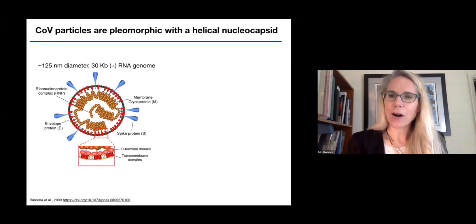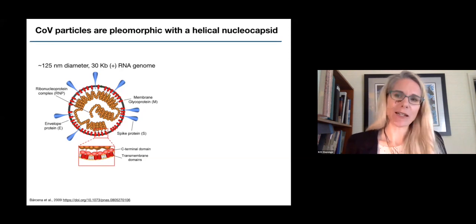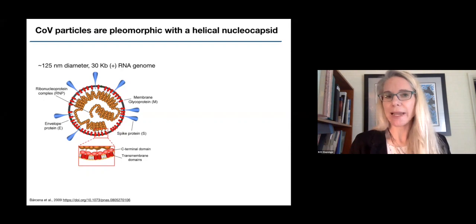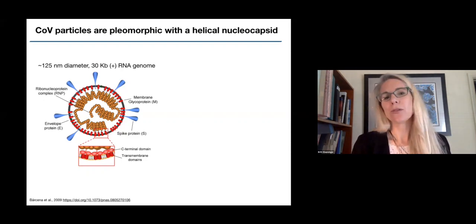Most of them are housed in icosahedral protein structures. And so this is pretty unusual and makes coronavirus a little bit more like negative sense RNA viruses, which tend to be more pleomorphic and helical shaped like this one is. So this nucleocapsid is surrounded by a lipid envelope, so it's a black circle surrounding that helical core.